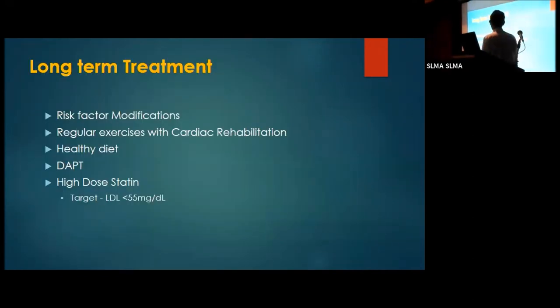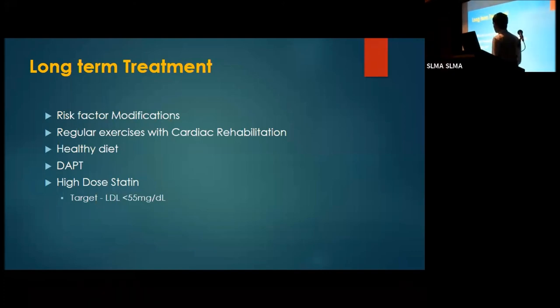So long-term treatment will be the same. If you are going to put a stent, we have to remind the patient of strict adherence to the drugs that we have given, otherwise the patient will end up with stent thrombosis. It could be immediately or later on. Sometimes in-stent thrombosis can occur if there is poor drug compliance, or if the doctors are unable to control the risk factors adequately.